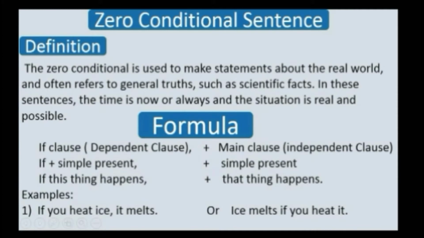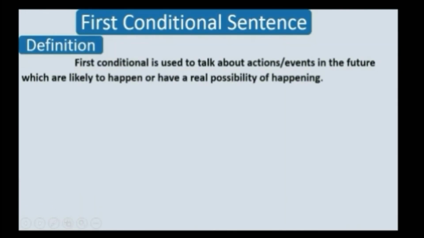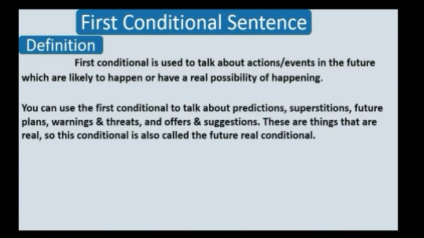Okay students, this is our zero conditional sentence, and we can also change the order. Ice melts if you heat it. We can put the independent clause first. If we put the independent clause first, we do not need to put a comma there. So these are the examples of zero conditional. Now moving toward the first conditional sentence. Basically, the first conditional sentence is talking about probability or future possibility.